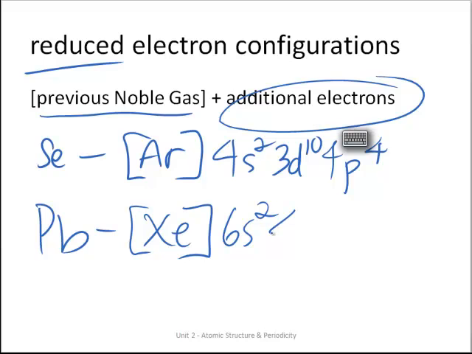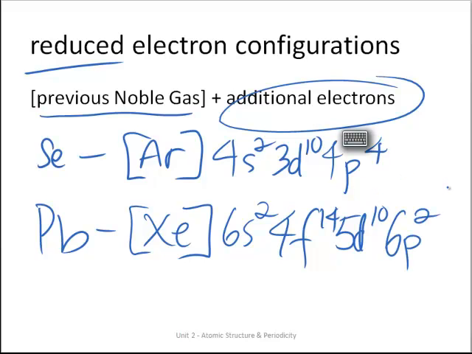So we'll have 4f14. Then through the d block, 5d10. And then there are 2 electrons in the 6p orbital for lead.